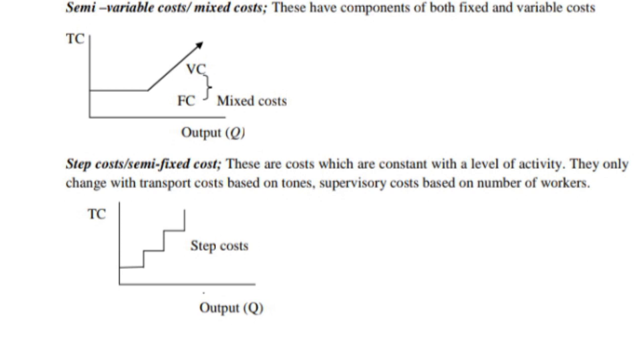So they are constant with a level of activity, and they can only change. For example, transport costs can change based on the tons that you are transporting. Then the supervisory costs can only change depending on the number of workers. If the number of workers increase, supervisory costs will also increase. If they reduce, they will also reduce. But if they remain constant, supervisory costs will also remain constant. So step costs or semi-fixed costs are costs that are constant with the level of activity. So that's the end of costs classification.